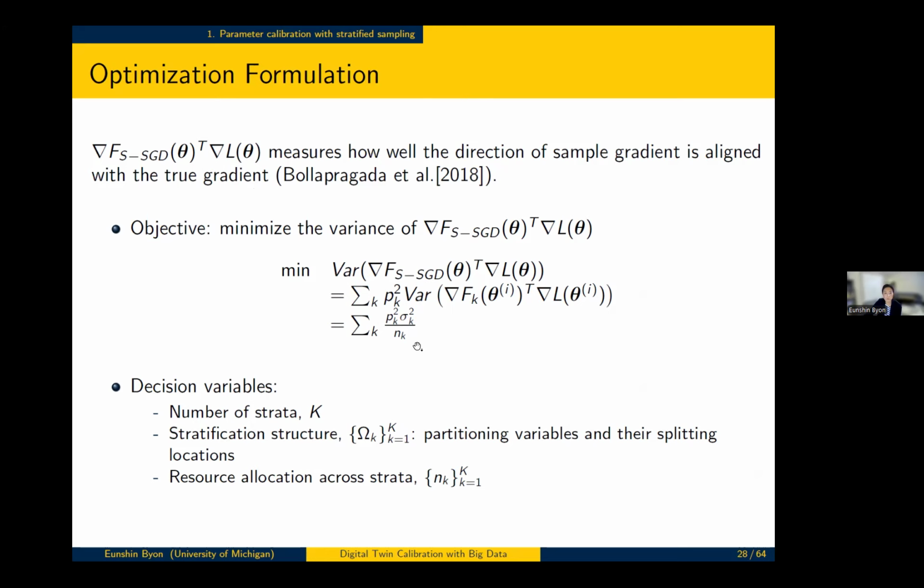Here, the decision variables are important. We have the number of strata, meaning how many partitions we need, and how to stratify, how to partition. The stratification structure we call omega k. To get the stratification structure, we need to decide the partitioning variable and their splitting locations, and resource allocation. So we have three different types of decision variables. Here, the important thing is really the stratification structure.